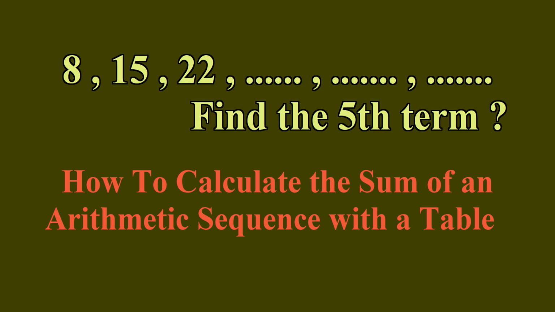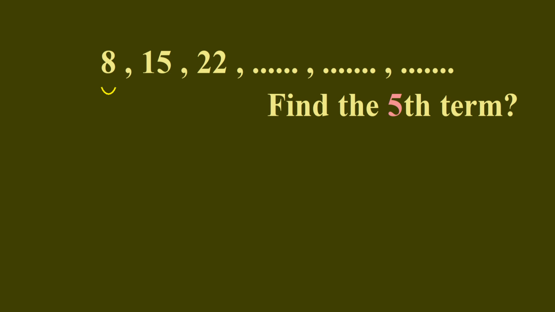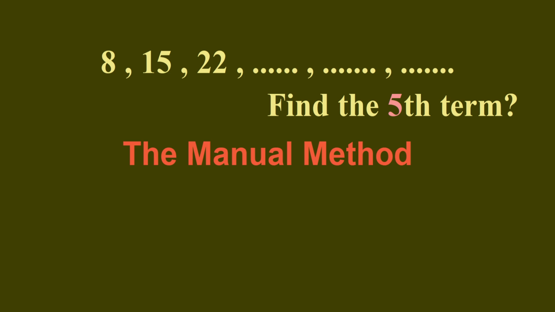What's coming up? We have this sequence 8, 15, 22, and our goal is to get the fifth term. Today I am showing you two methods to solve this problem. The first method is called the manual method. This method is perfect for short arithmetic sequences.